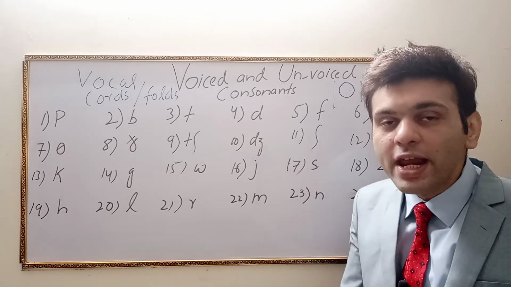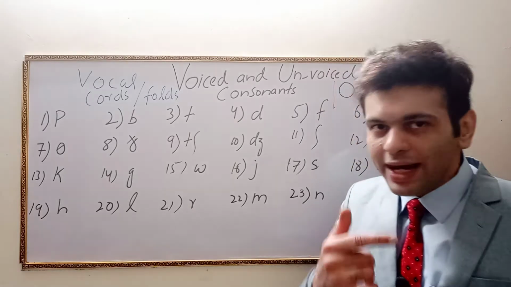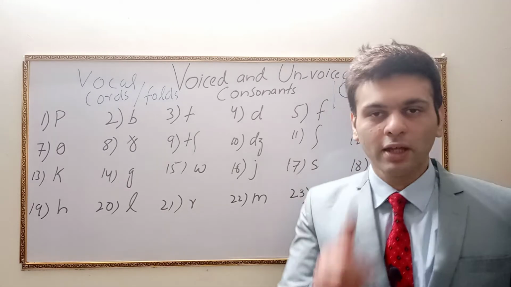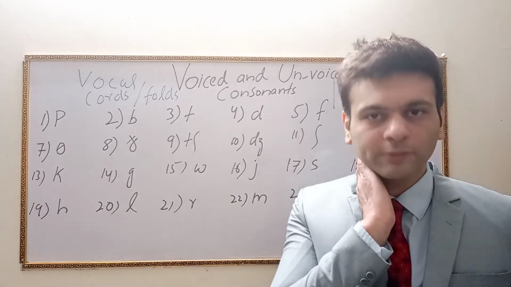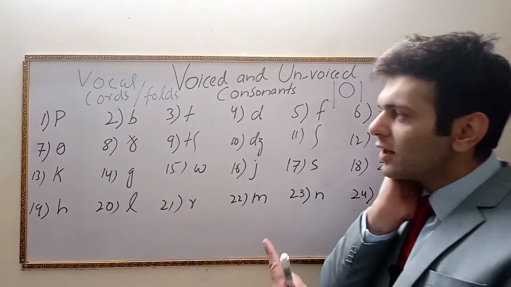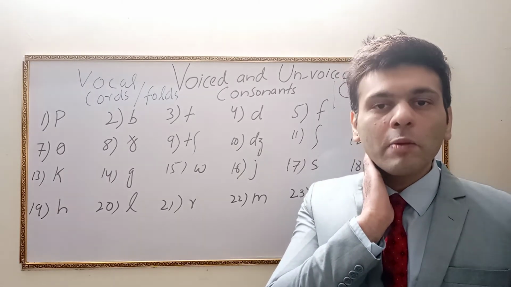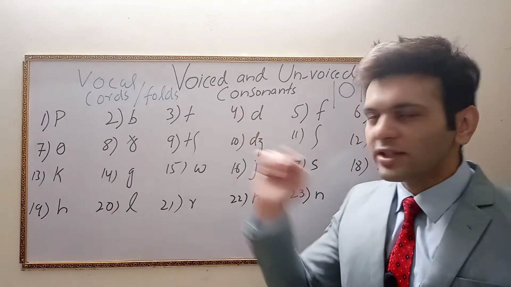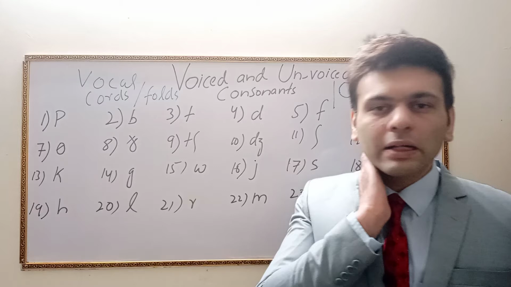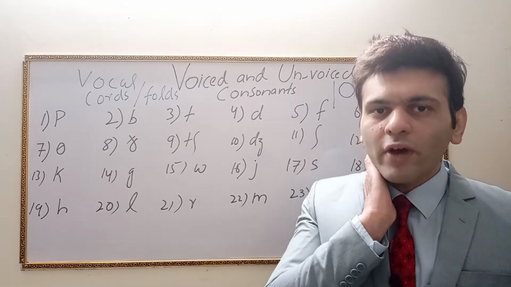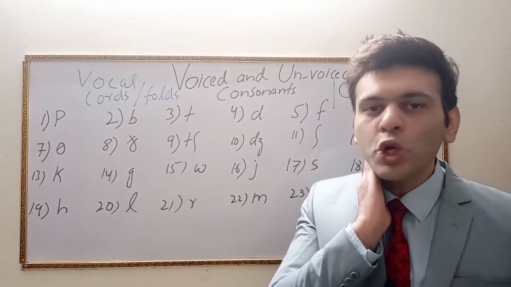How am I going to feel whether my vocal cords are vibrating or not? Let's see how we are going to identify this. You need to do one thing. Place your hand on your neck and articulate the first sound, P. Then articulate the second sound, B. P, B, P, B. When you articulate the P sound, you feel no vibration.